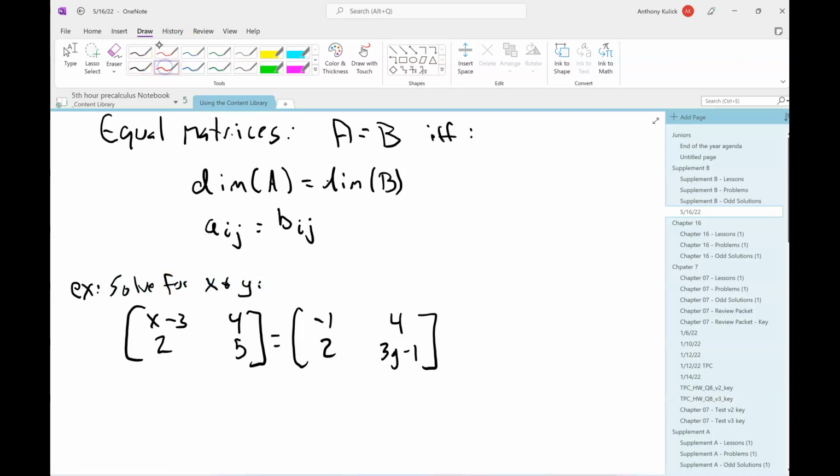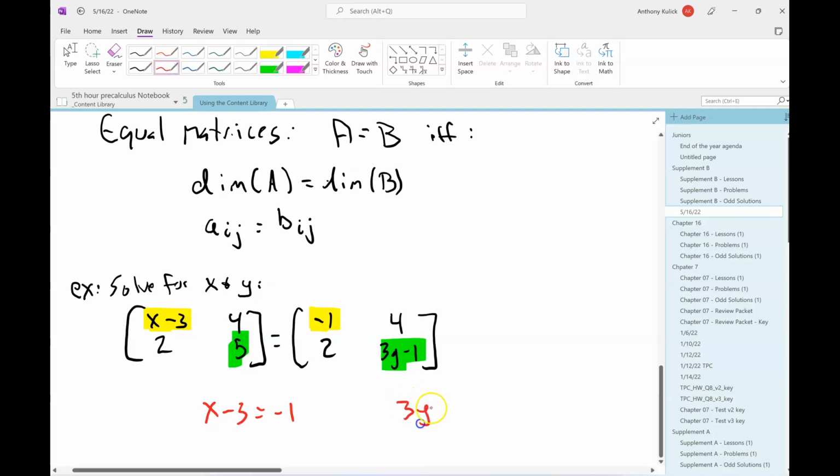Okay, so let's take a look at this example. Here it says to solve for x and y. The key for this problem is noticing that these two matrices are equal. Since the matrices are equal, I know that the corresponding elements are equal. So I can say that x minus 3 is equal to -1. And then similarly, I can say that 3y minus 1 is equal to 5.